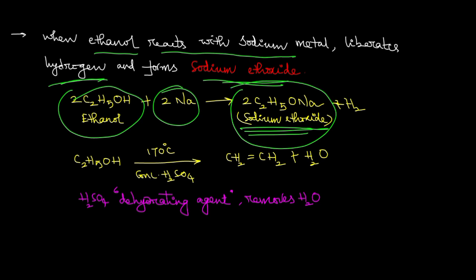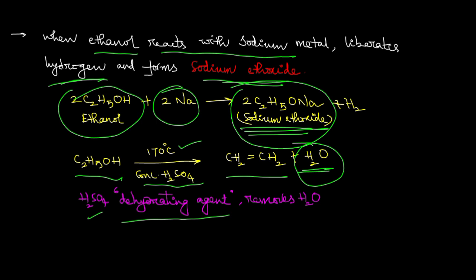And at 170 degrees Celsius in the presence of H2SO4, here H2SO4 is a dehydrating agent. Dehydrating agent means it removes water. So at 170 degrees Celsius in presence of concentrated sulfuric acid, this C2H5OH becomes C2H4. This is ethene and this is water. Water comes out and this ethanol becomes ethene.